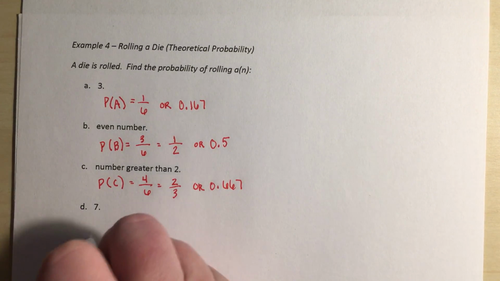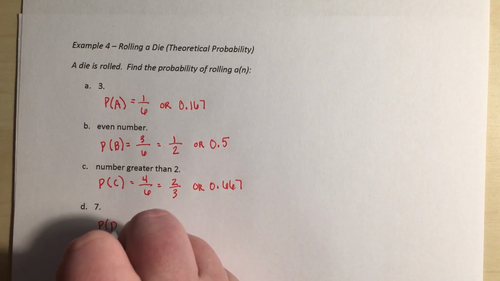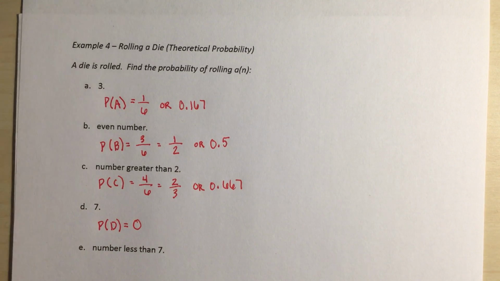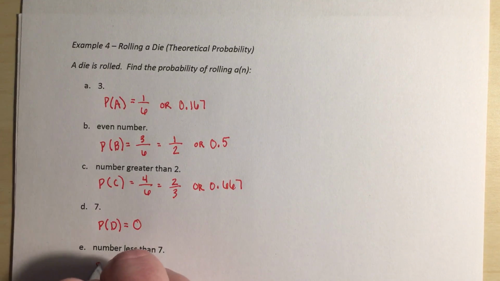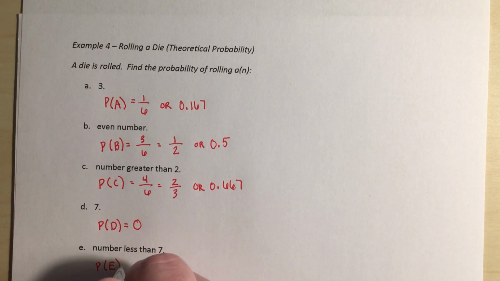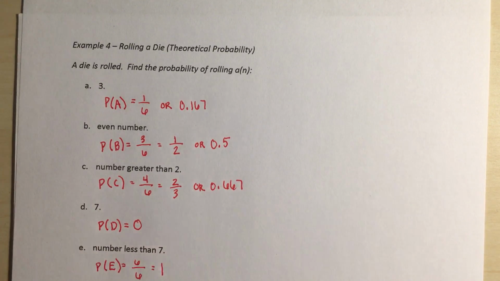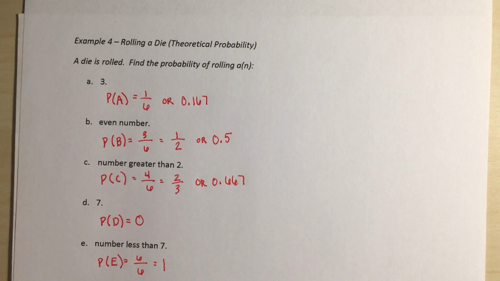The probability of rolling a 7? Well, if we're only looking at one die, that's impossible. So the probability of something that is not going to happen is 0. Next, the probability of a number less than 7. Well, all 6 of our numbers are less than 7. So as a fraction, it would be 6 out of 6, which just reduces nicely to the number 1.